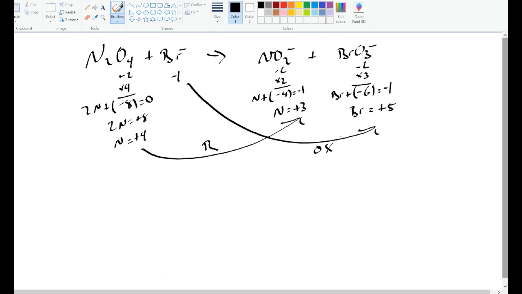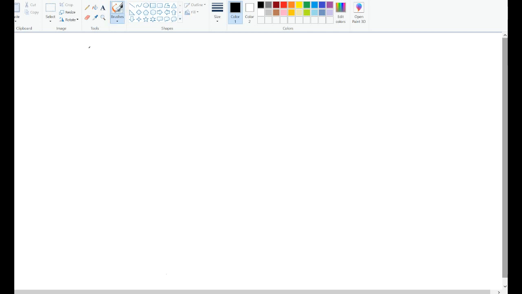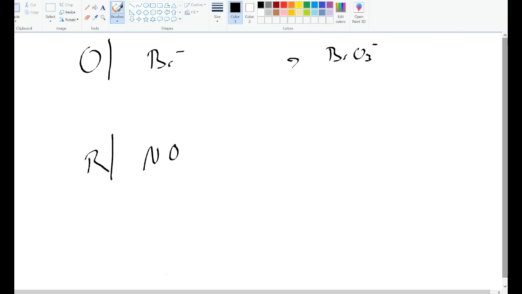So let's go ahead and split those up into our half reactions. Oxidation, this bromide goes to bromate. Reduction is N2O4 goes to NO2 minus.